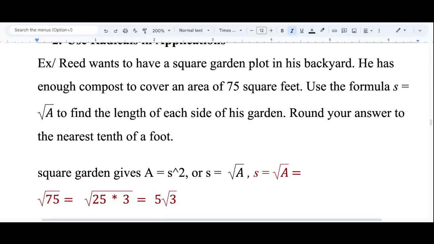Okay, square garden. The side is called S, so the area equals S squared. Right? So S can be written as the square root of A. And in this case, it is the square root of 75. The square root of 75 can be simplified as 5 radical 3.